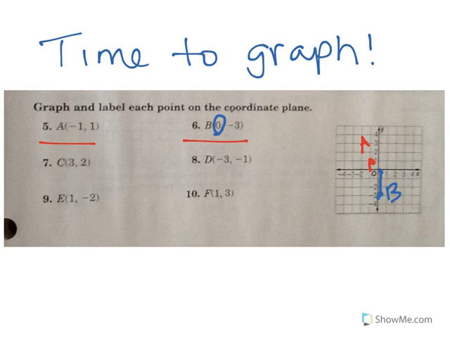So that brings me to the end of this lesson. Hopefully you're able to learn how to graph points as well as identify them.